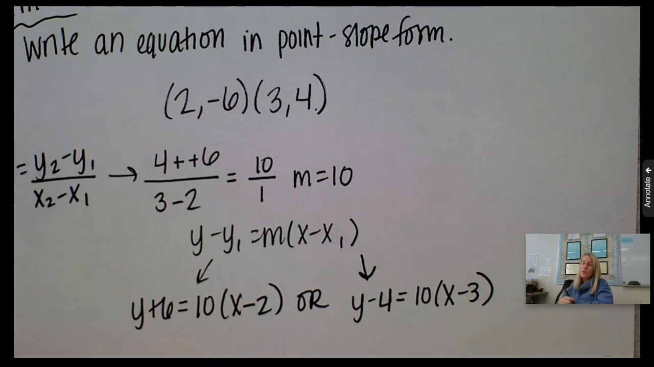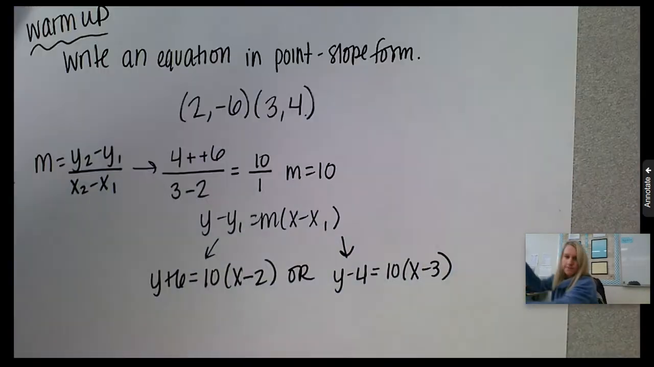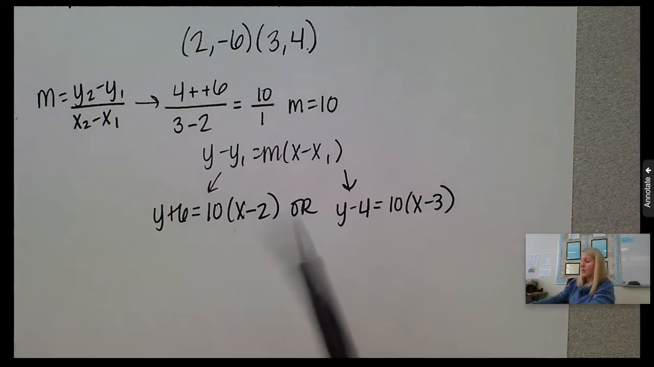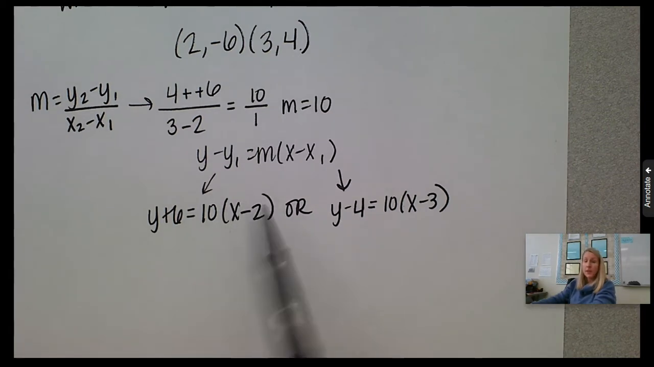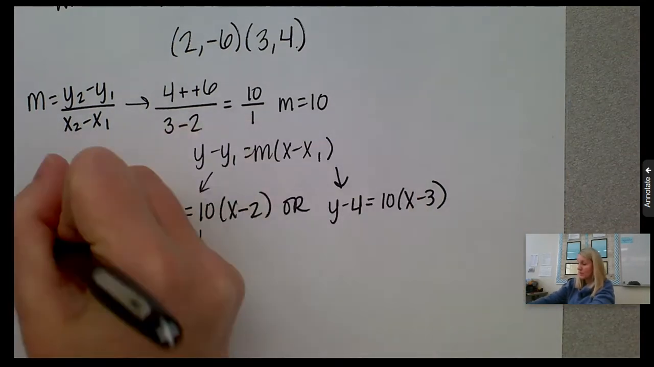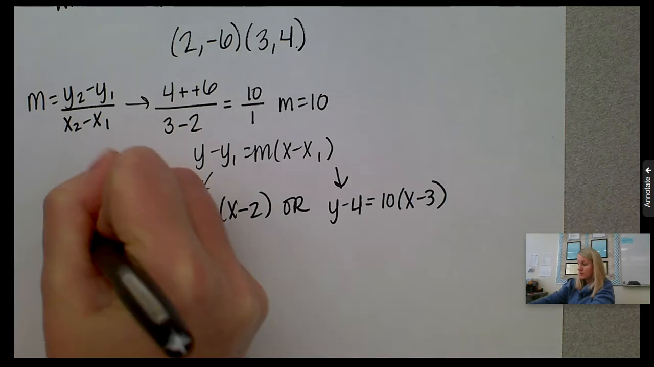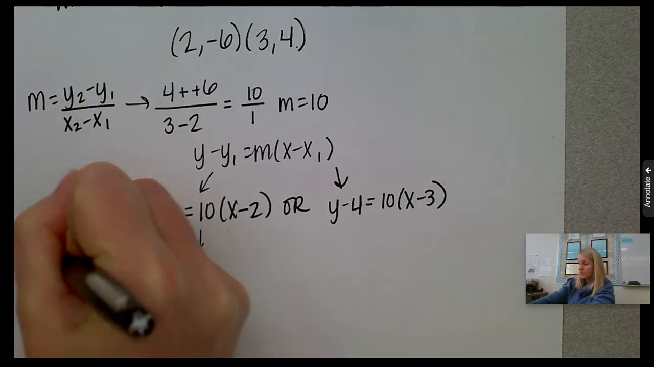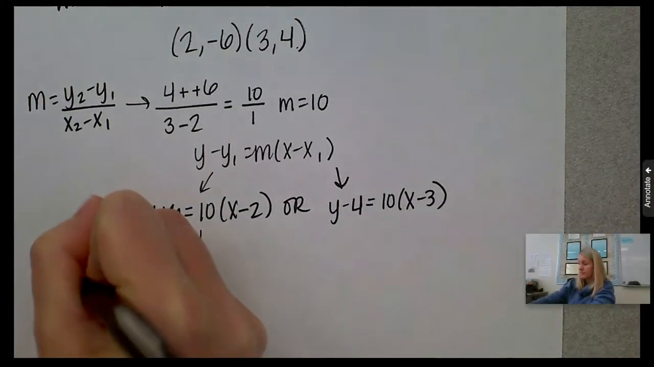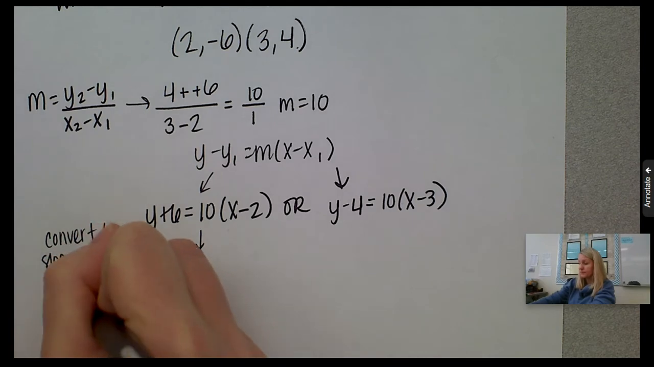So what I'm going to do to both of these is convert them to slope intercept form, y equals mx plus b. And I'm not going to do anything fancy. I'm literally just going to rearrange them, so move things around. To do that, I want to get rid of these parentheses, so I'm going to distribute in, and then I just want to isolate this y. So first, I'm going to convert to slope intercept, which is y equals mx plus b.